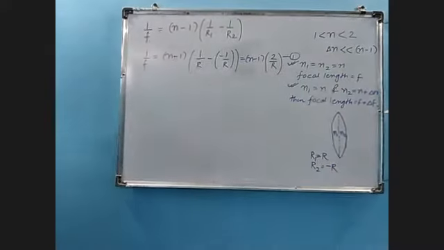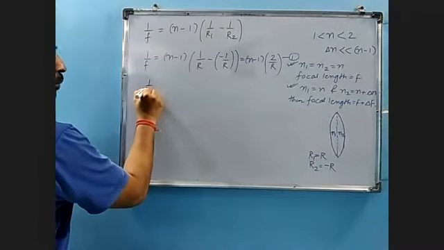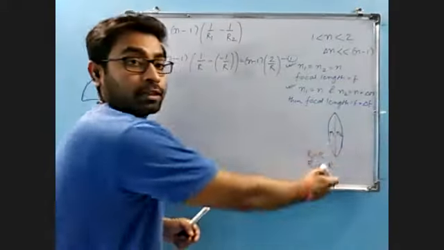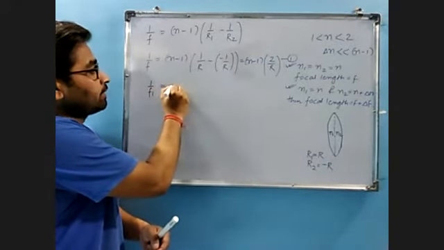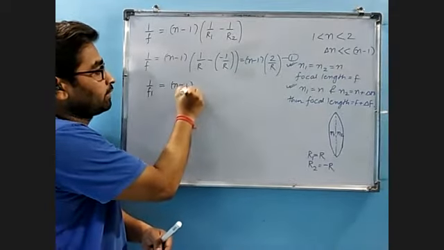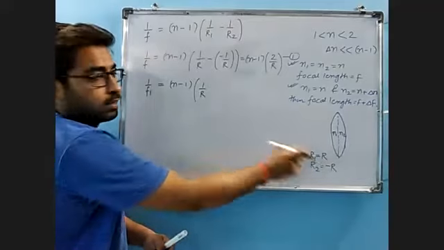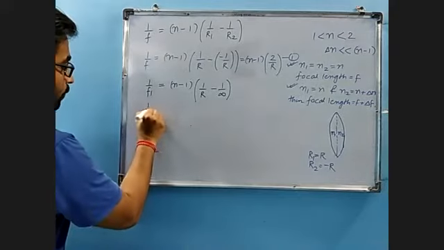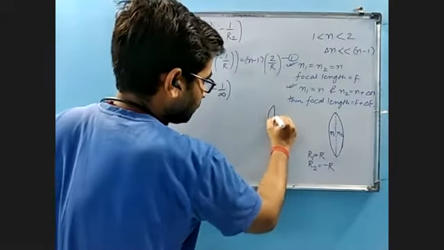If you look at the first part of the lens, we will apply 1 upon f1, where f1 is the focal length of the first part. So 1 upon f1 will be equal to n minus 1, into the first part's radius of curvature r1, which is r, minus 1 upon infinity. For the second part, 1 upon f2.